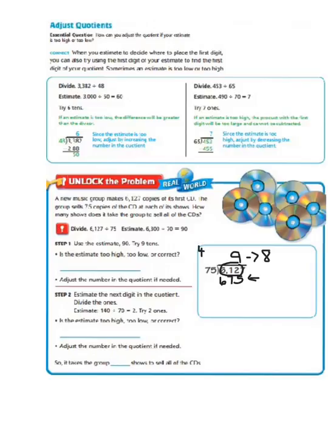So let's do 6,127 divided by 75, and let's place our 8 in our tens column because now we know the estimate was too high. So now let's try 8. 8 times 5 is 40, put our 4. 8 times 7 is 56, plus 4 gives us 60.